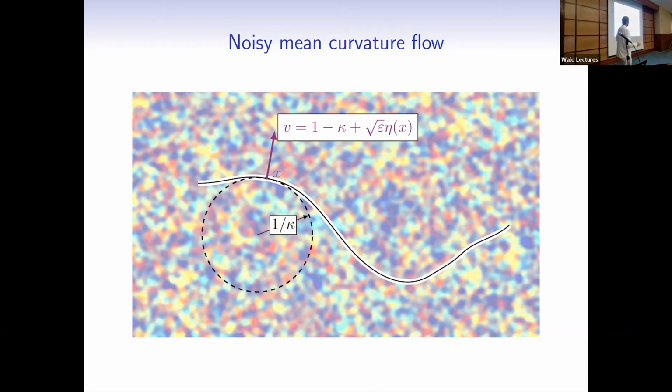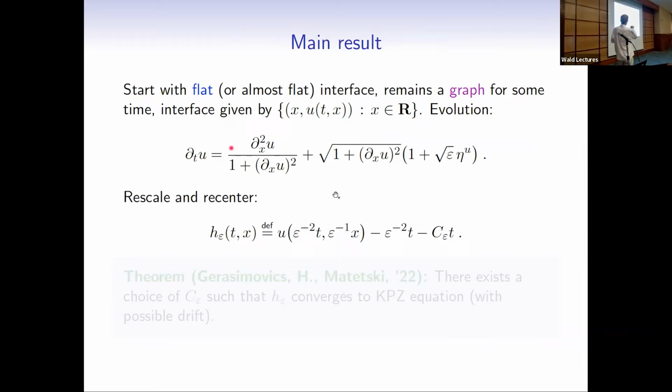And that's basically a theorem. So here, again, we start with something flat. You can just start completely flat. If it were deterministic, then it would just stay flat and it would be boring. But since you have the random environment, it's not going to stay flat anyway. You can set it up completely flat if you want. And then it's obviously a graph, the constant function.